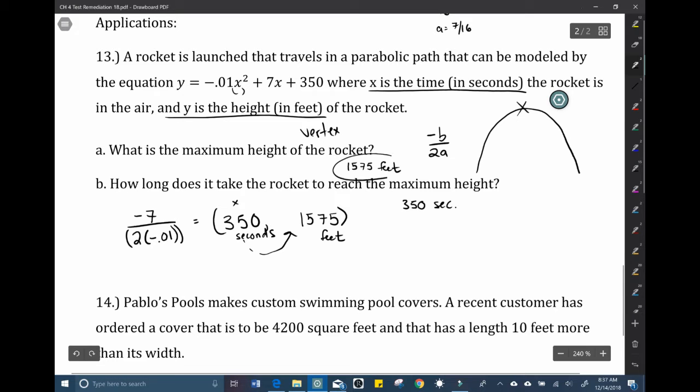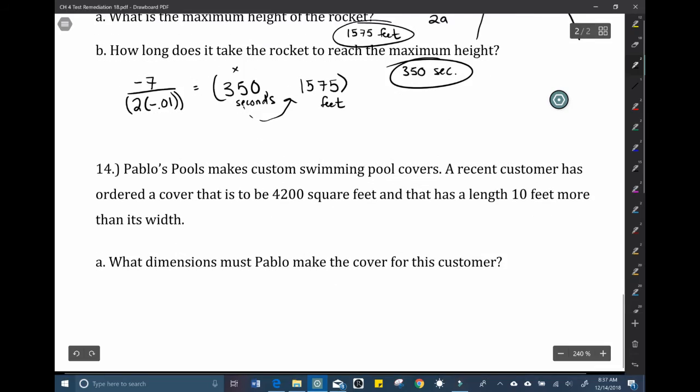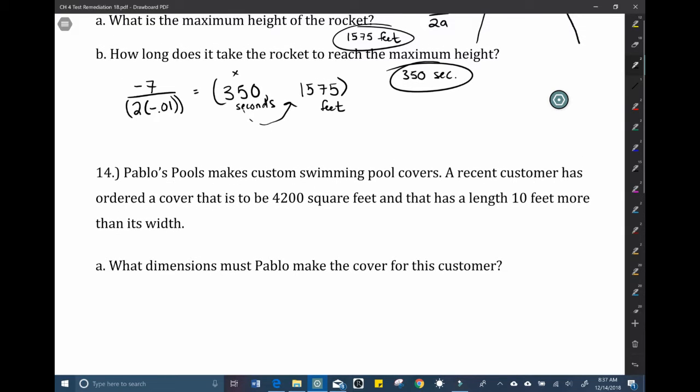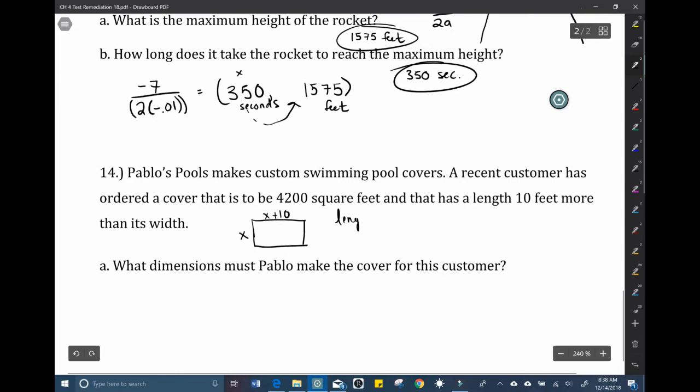Okay, those two parts. Pablo's Pools makes custom swimming pool covers. A recent customer has ordered a cover that is to be 4,200 square feet. It has a length 10 feet more than its width. Okay, 10 feet more than its width. If we were to draw these, its width is maybe here. x plus 10 would be its length. So I know length is x plus 10. Width is x. Area is 4,200.